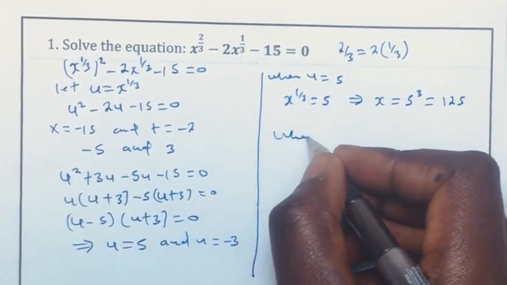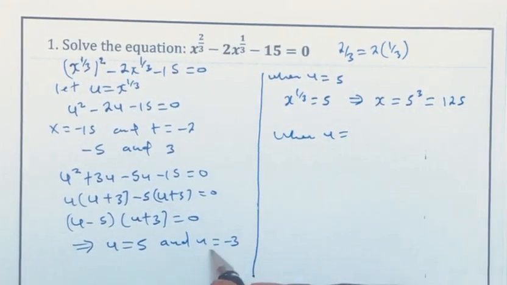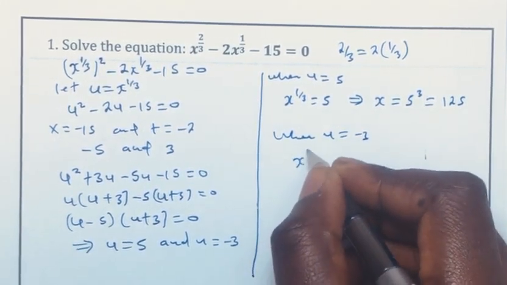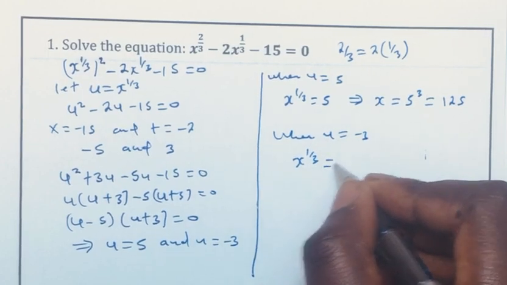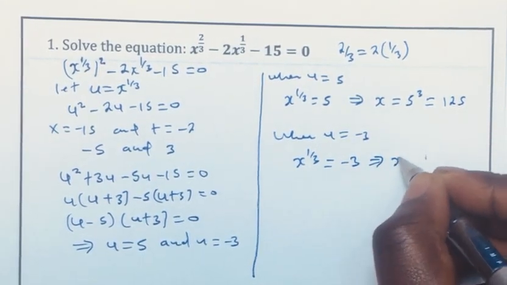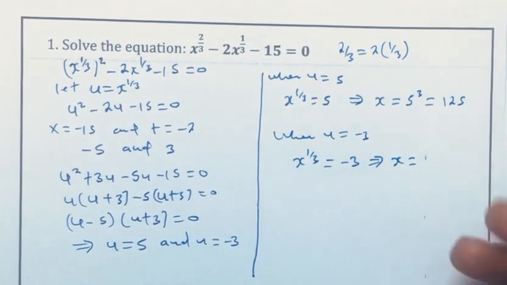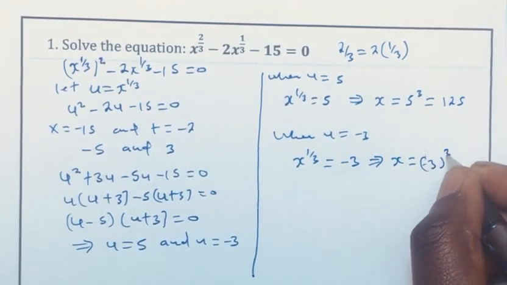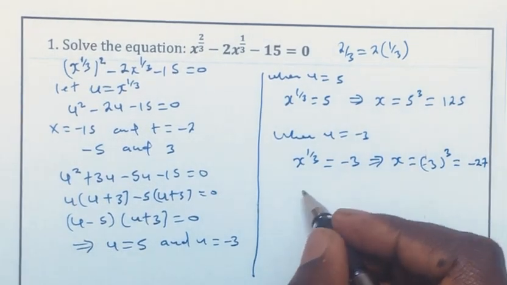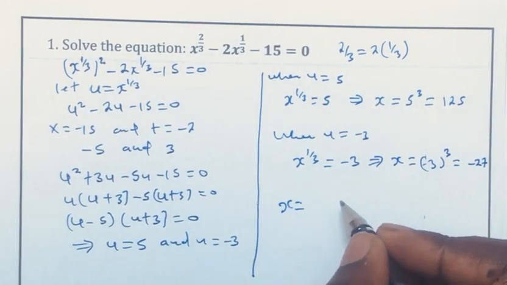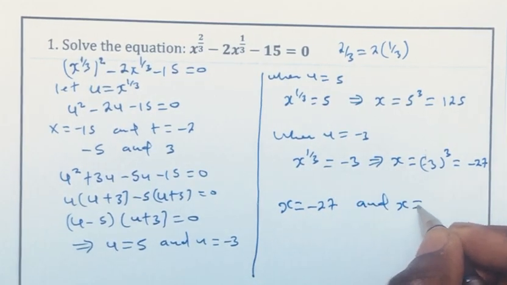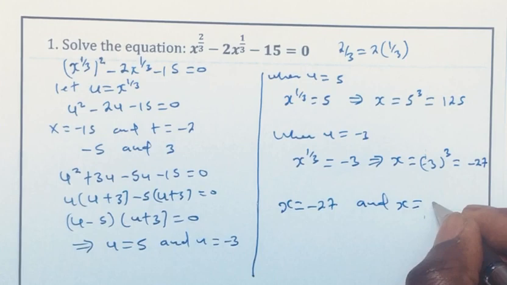And then when u is negative 3, it means that x raised to power 1/3 is equal to negative 3. So what this means is that x is equal to negative 3 cubed, which is negative 27. So it means x is equal to negative 27 and x is equal to 125.